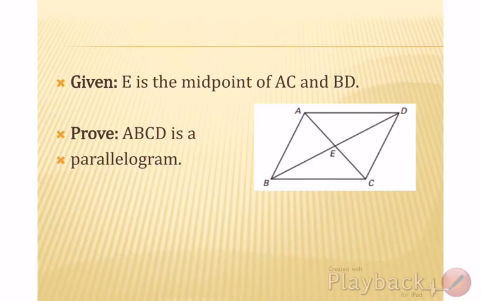Another example. Given that E is the midpoint of AC and BD, prove that the quadrilateral ABCD is a parallelogram. Now let's remember that AC is considered a diagonal. BD is a diagonal. What does midpoint mean to you?